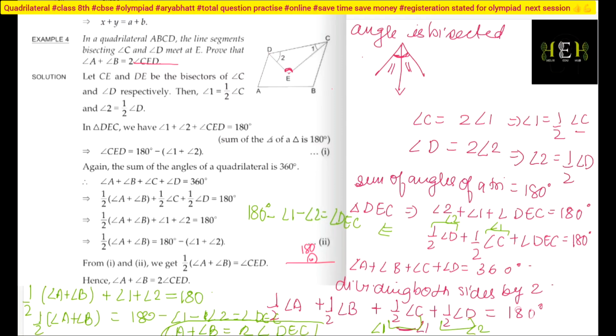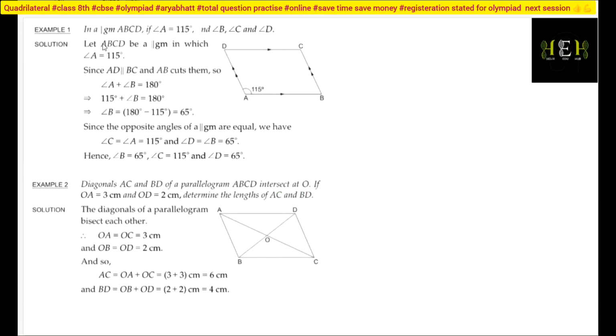You got it, beta? In a parallelogram, when you write like this, double line, this is called... Read it. They are saying ABCD is a parallelogram, and the diagonals are meeting at the point O. Some of the lengths are given, and some lengths they are asking. They are asking AC and BD, which means they are asking the total length of the diagonals.